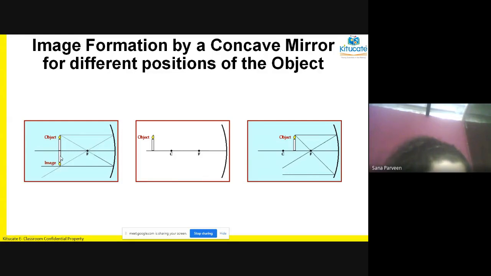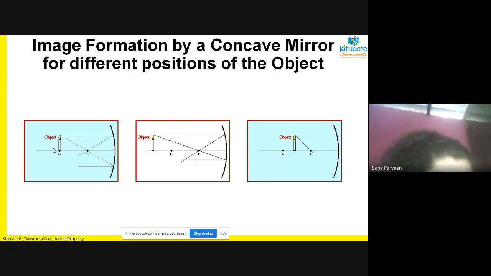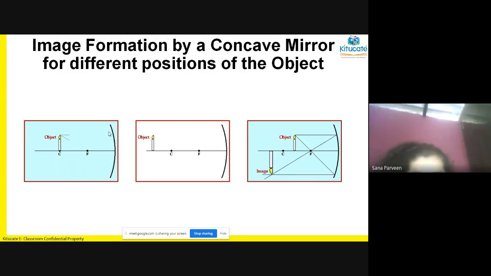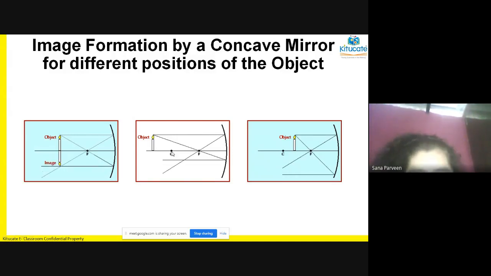Object position is at C. The image is formed at C. Object at C, image formed at C. We're talking about concave mirror. Second image, we have placed the object beyond C.